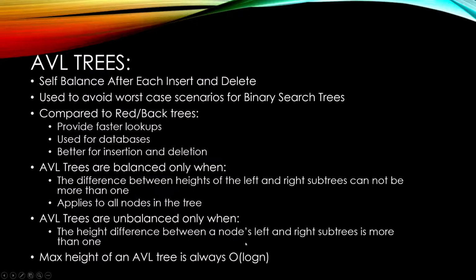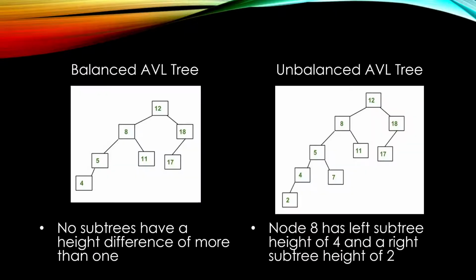And AVL trees are unbalanced when that difference in height is greater than 1, and that's when you make a change to balance the tree out. An interesting bit of trivia is that the max height of an AVL tree is always big O log n, or log n using big O notation.